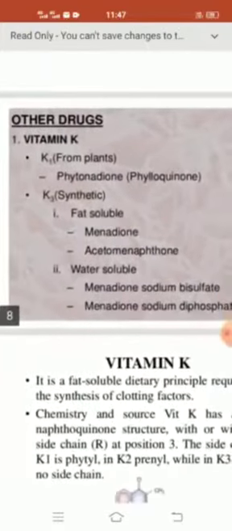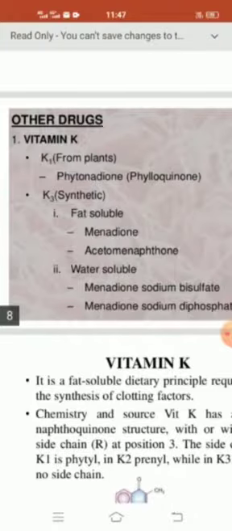The other drugs that are used are mainly vitamin K. Vitamin K is present in our colon. It is produced by the intestinal flora. Understood? As such we do not have the deficiency of vitamin K, but persons who are continuously on antibiotic therapy may have the deficiency of vitamin K. So it is one of the most important clotting factors.